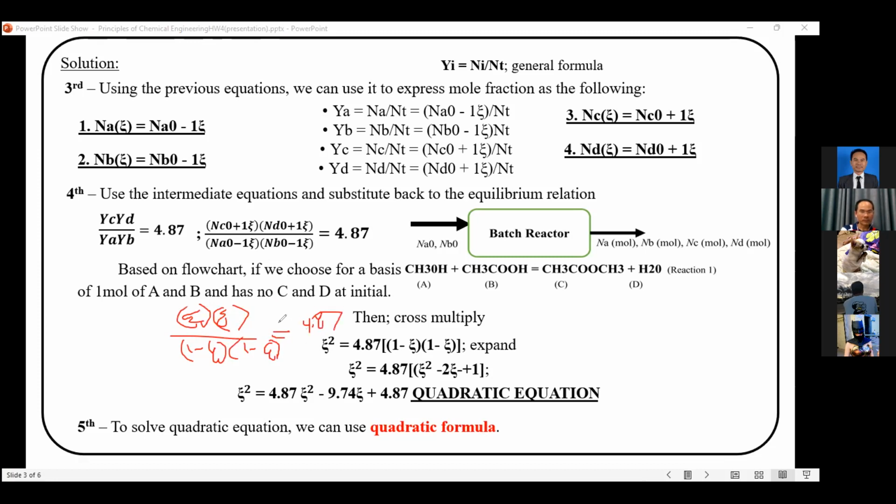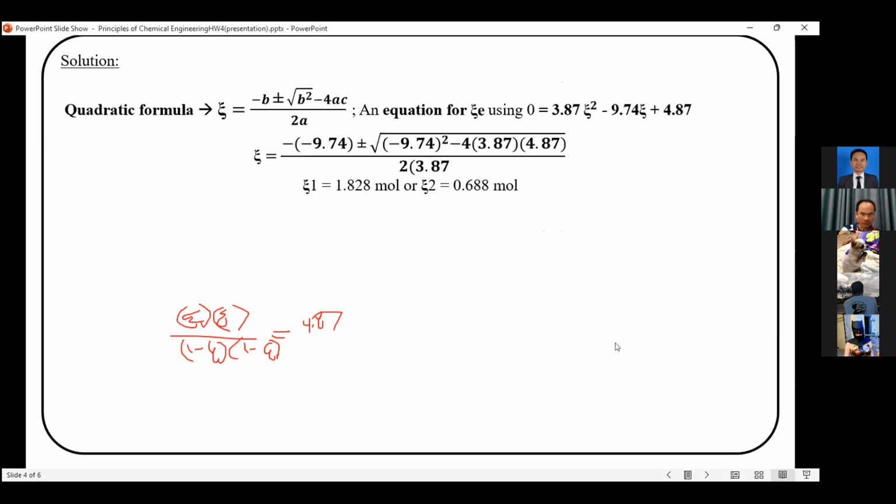We can then simplify this by cross multiplication and then expanding. After everything has been simplified, we are left with a quadratic equation. In order to solve the quadratic equation, we can use the quadratic formula in order for us to have an equation for the extent of reaction at equilibrium, since that is what is asked for in this problem.